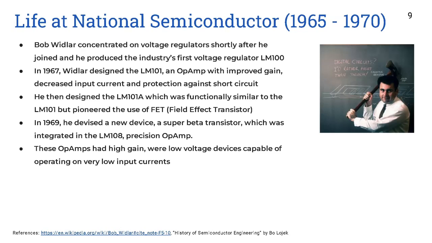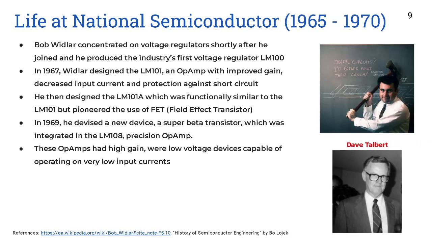So these op amps had very high gain and low voltage devices capable of operating on very low input current. He devised the super beta transistor with the help of Dave Talbot, whose picture you can see here on the right.